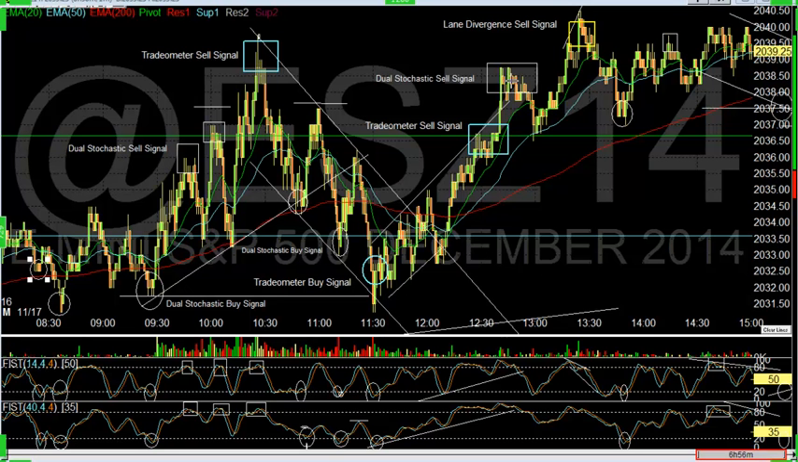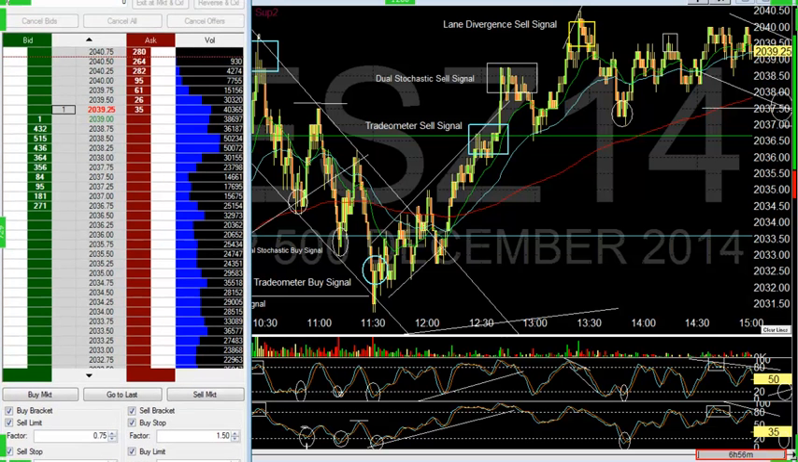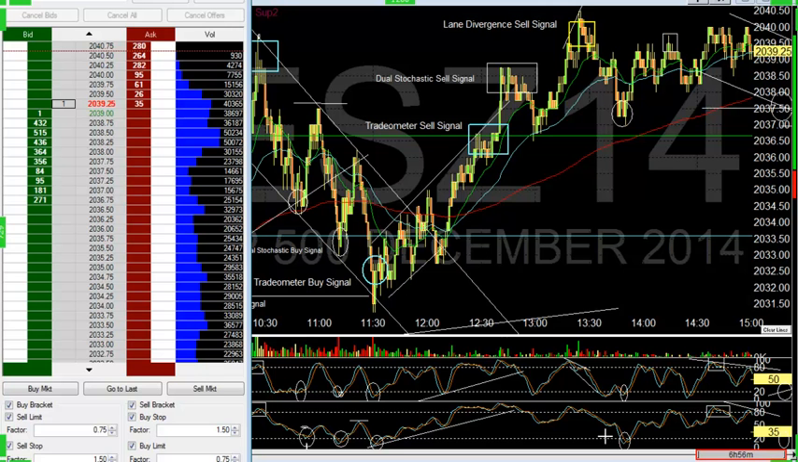So we had a dual stochastic sell signal pop back up. Then we had that lane divergence up here. And whenever I take a trade on the platform, we're using the Stage 5 platform, I have my bracket order in, and we put that order in when I see the setups that we're looking at. And one of the setups is that lane divergence on the 1 minute chart, where we make a higher high and a lower high on the fast stochastic rotation here.